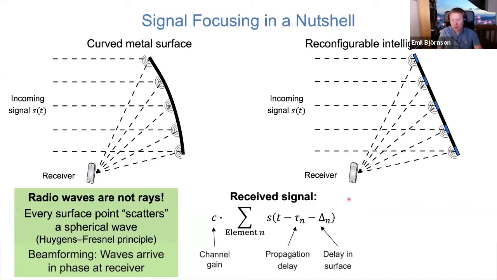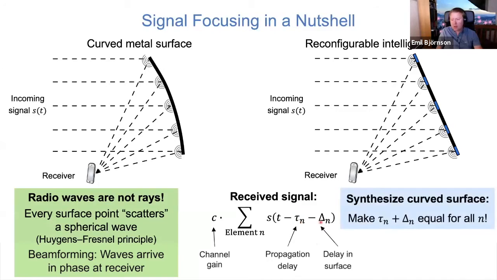The important thing is that you would like all of these pieces in the sum to be adding in phase. So you will have the same delay here. So that is what you are doing in order to synthesize this type of shape. You make sure that tau n plus delta n is equal for all the n at a particular location where you would like the signal to be focused.